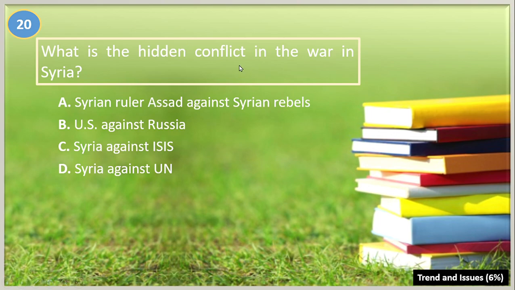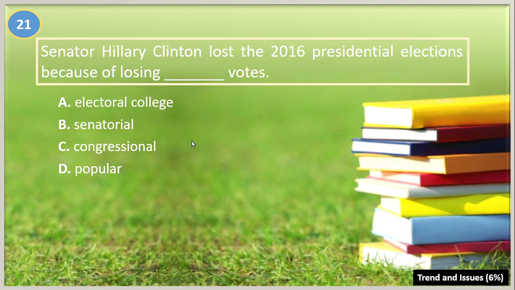Number 20. What is the hidden conflict in the war in Syria? A. Syrian ruler Assad against Syrian rebels. B. US against Russia. C. Syria against ISIS. And D. Syria against United Nations. The answer is letter B, US against Russia.